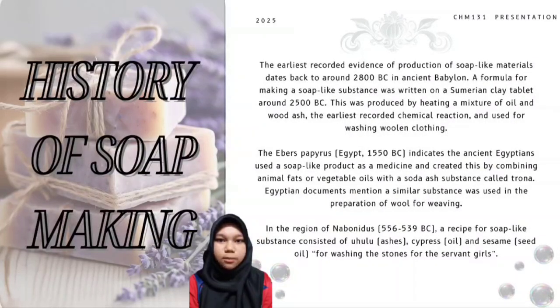In the reign of Nabonidus, 556 until 539 BC, a recipe for a soap-like substance consisted of uhulu or ashes, cypress oil, and sesame seed oil for washing the stone for the servant girls.